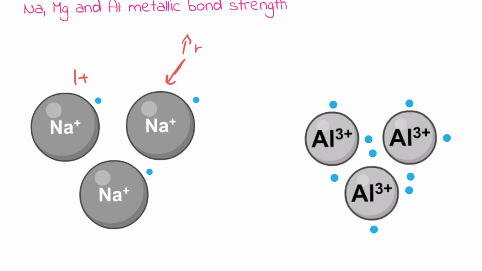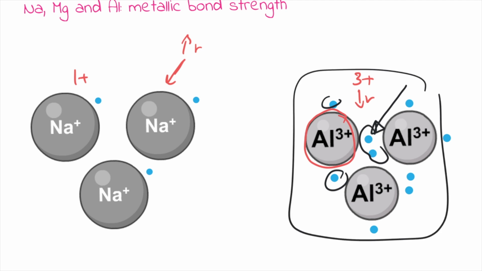That's opposite to aluminium, where I have 3 plus charge and I have a smaller radius. So for that reason, the density of charge in aluminium is greater than that of sodium. As I told you, another factor is the fact that I have plenty of valence electrons here, and that makes the attractions within the lattice of aluminium much stronger. Metallic bond is all about how much attraction there is.